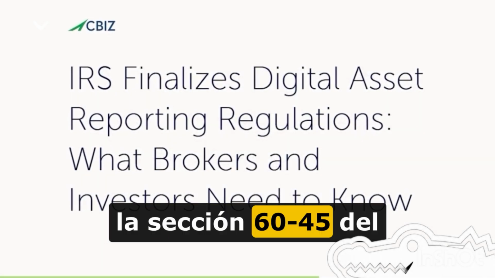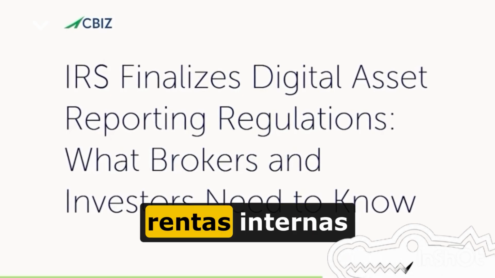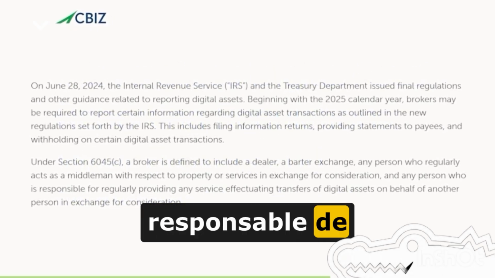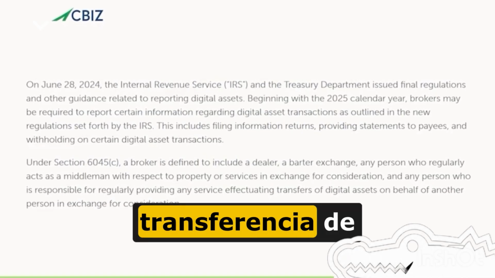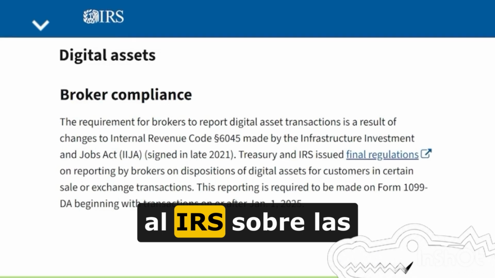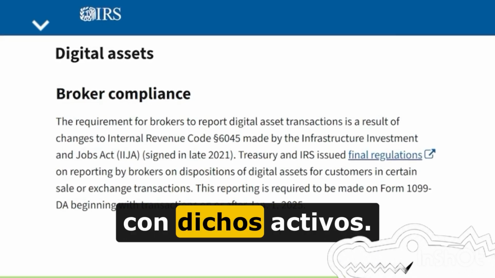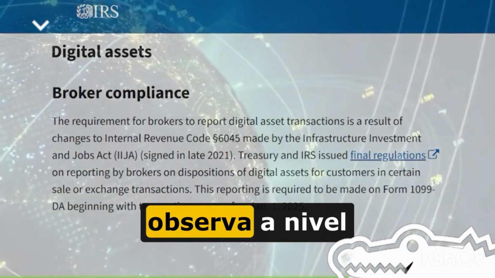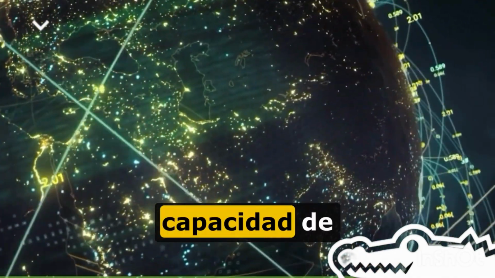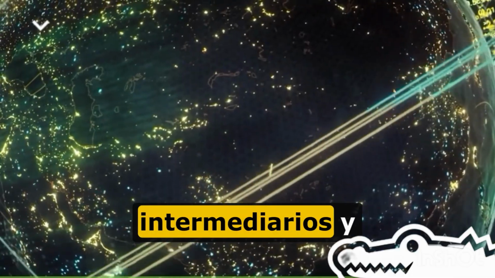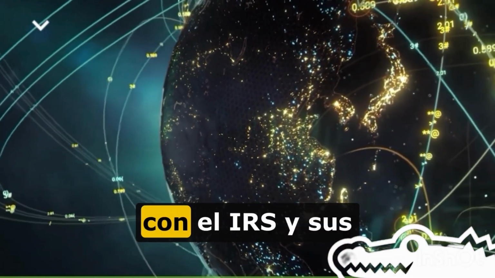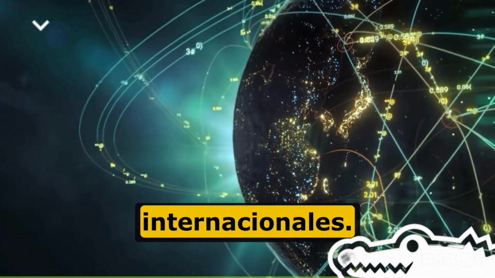Changes to Internal Revenue Code Section 6045 require brokers, any person who is responsible for regularly providing any service effectuating transfers of digital assets on behalf of another person, to report digital asset transactions to the IRS. This is happening on the international level as well. By the time the agentic AI commerce is fully running, every wallet, every broker, and every cross-border data sharing agreement will already be wired directly into the IRS and its international counterparts.